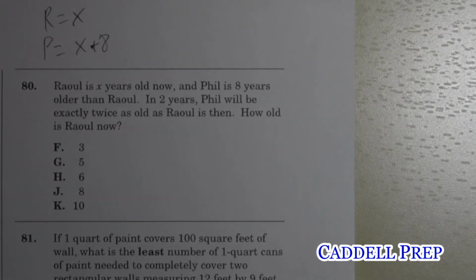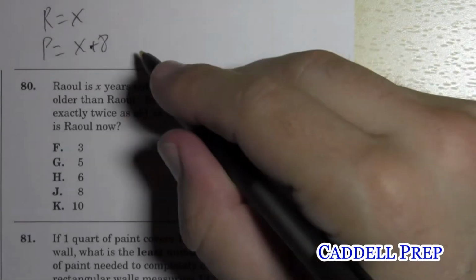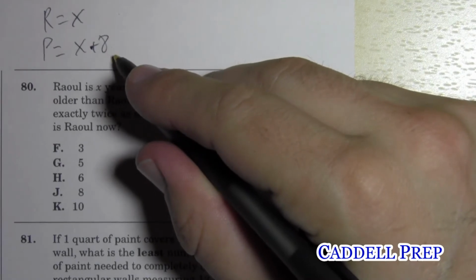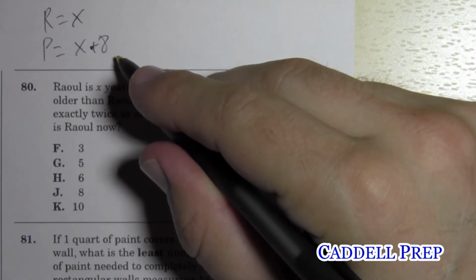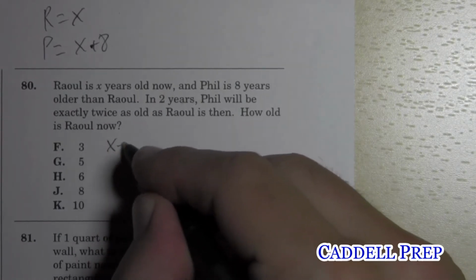Okay, now in 2 years, Phil will be exactly twice as old as Raul is then. In 2 years, how old will Phil be? Phil will be 2 greater than he is now. So if you add 2 to this, you get X plus 10. So Phil will be X plus 10.